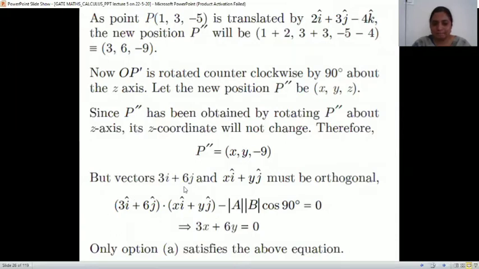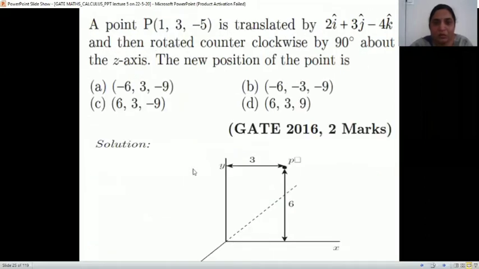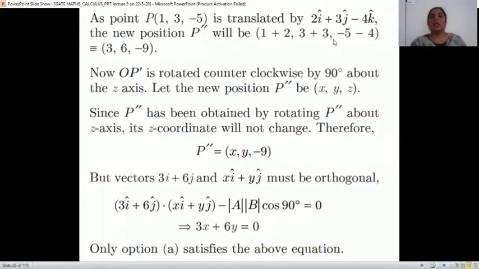But the vectors 3i bar plus 6j bar, the translated point, and the rotated point, that is xi bar plus yj bar, must be orthogonal. Why? Because we have translated and after that rotated it by 90 degrees. So between these two vectors there is a 90-degree angle, and a 90-degree angle means they must be orthogonal, right? Orthogonal means the dot product is 0.